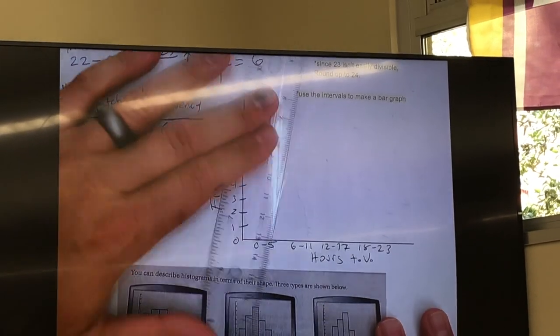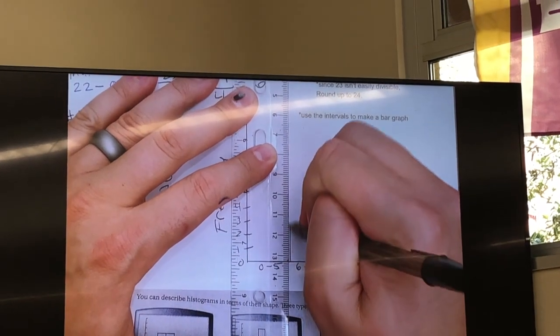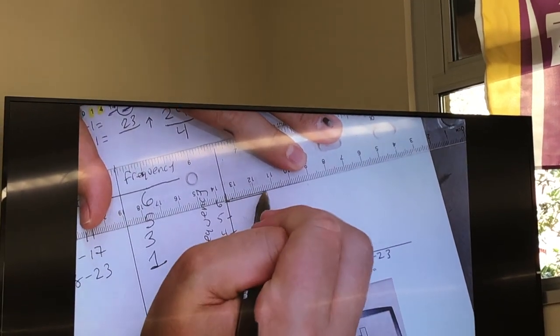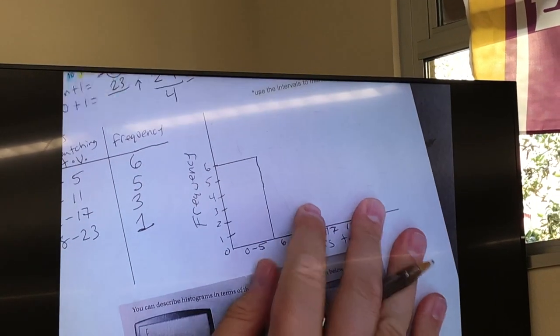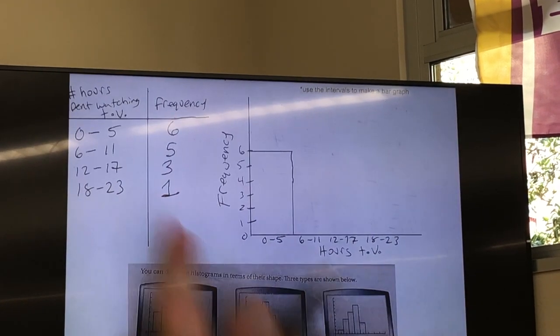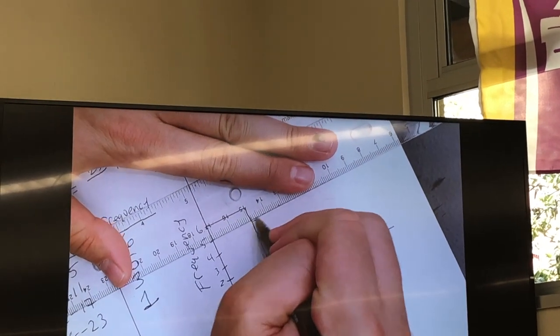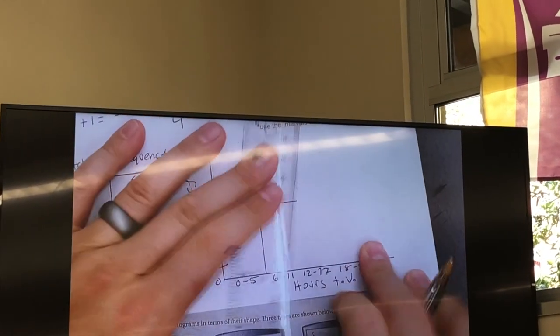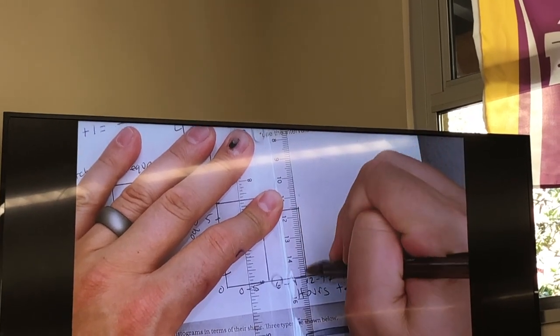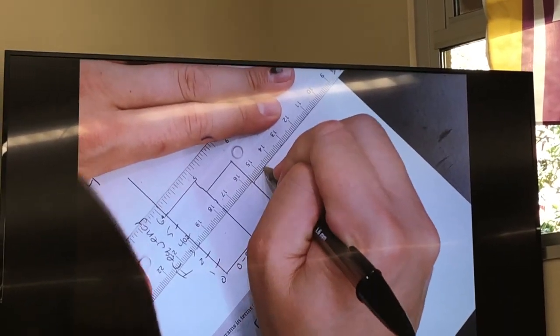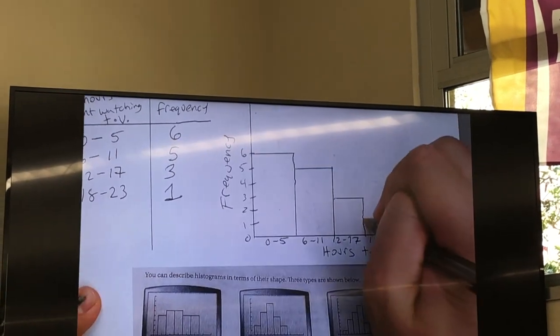All right, so I'll draw this line. It's going up to 6, right? Our next one is going to 5. Our next one, 12 through 17, is 3. And our last one is just going to be at a 1.